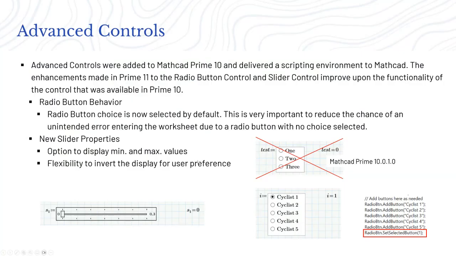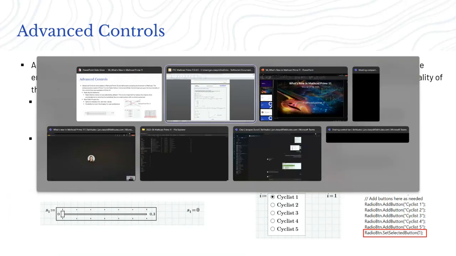In 10, I was able to make a control like that, and it was possible to not select an entry, and as a result, the calculation was not correct. So now this problem has been avoided by the presence of that preset line. So I think that's a good thing.